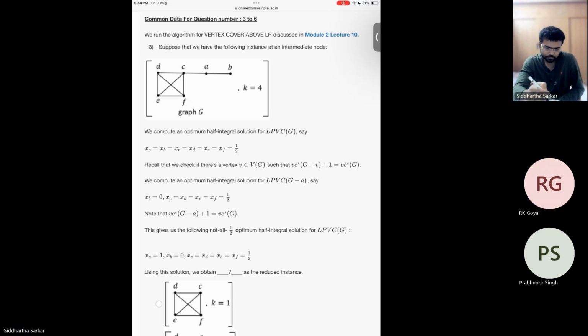So therefore they're saying that after the removal of A, the minimum half integral solution is setting xb to 0, because even if you set xb to 0 and a is not there, you have no obligation to cover AB anyway. So the rest of the vertices you set to half. So now this solution sums to half into 4, which is 2. So now they have identified a vertex for which the half integral vertex cover is one less than what it was before the removal of A.